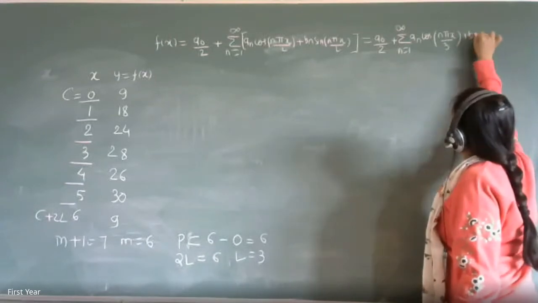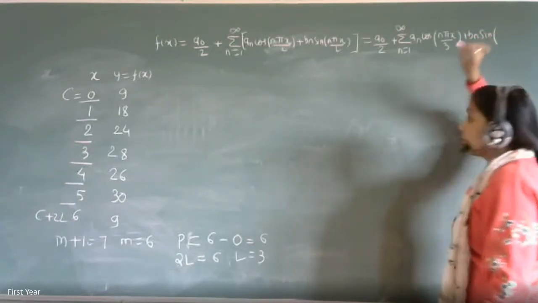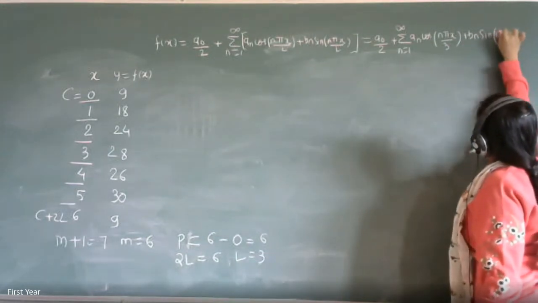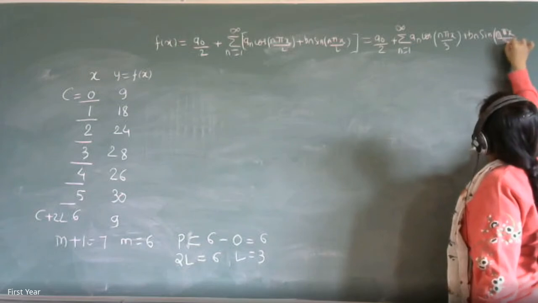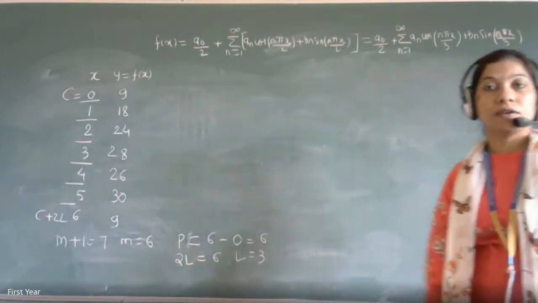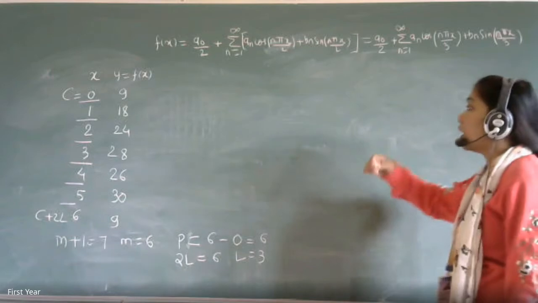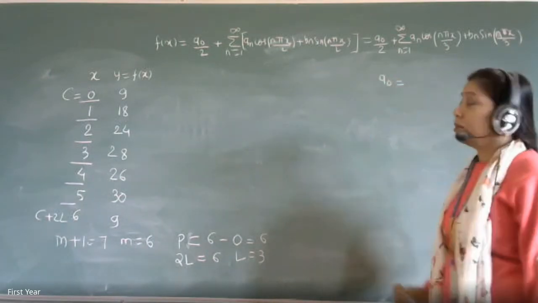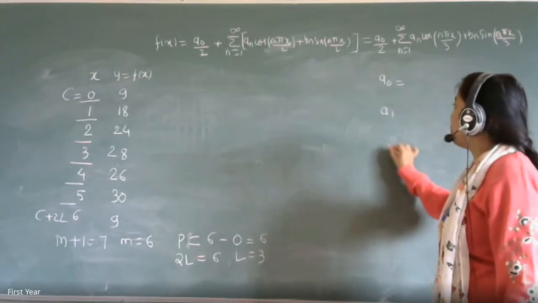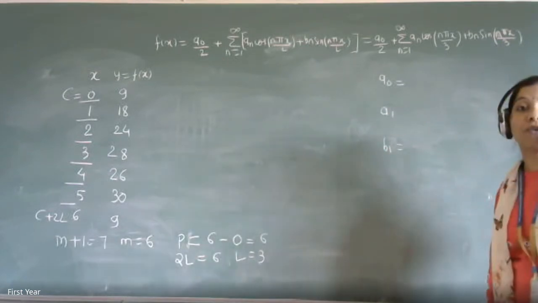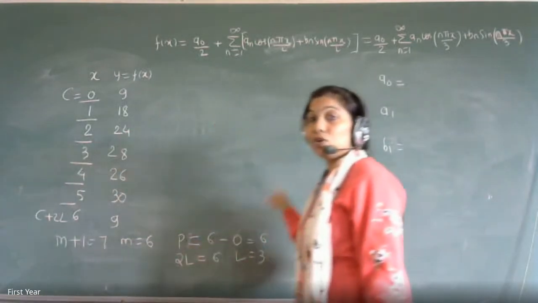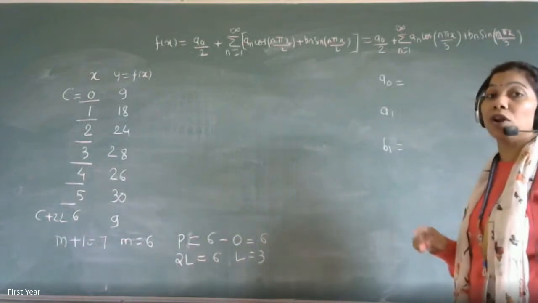And plus summation b_n sin(n pi x by 3). Okay, why am I writing this? Because the question asks, find up to first harmonic. So I have to find a1 and I have to find b1. So I have to write down the formulas for a0, a1 and b1 and accordingly draw the table. So just listen now how I am going to select which columns I have to get in this table.